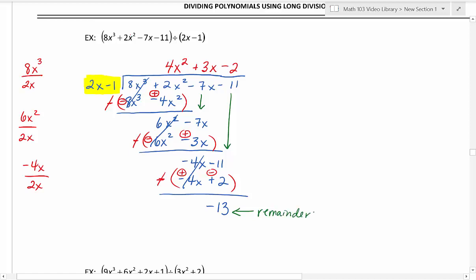We want to write our remainder in fraction form. Since this is a polynomial, we need plus and minus signs in between each of our terms. So we're going to write plus, and then whatever the remainder is, over the divisor.